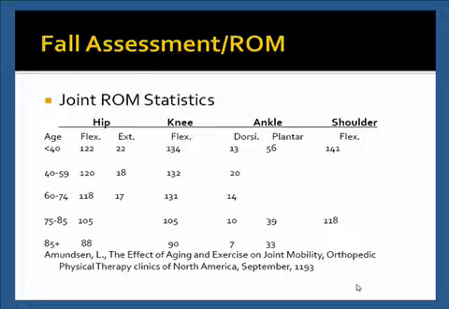This next slide shows the range of motion statistics for different age groups. On the left, you'll note that the age ranges from less than 40 to 85 and over. I want you to hone in on the ankle mobility. Normal is around 20 degrees of dorsiflexion. As you age, it will decrease down to 7 degrees, according to this study by Amundsen.